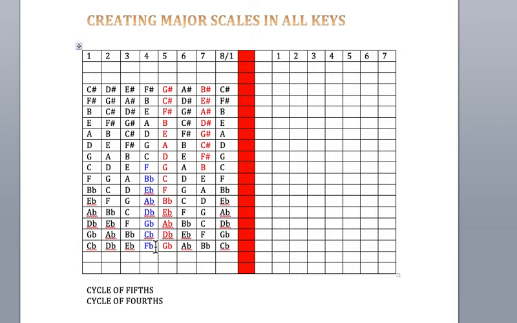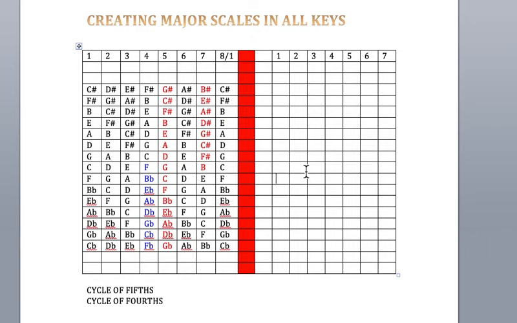Put F flat there. Now these are all our keys, which is 1, 2, 3, 4, 5, 6, 7, 8, 9, 10, 11, 12, 13, 14, 15 keys that we are in. Now let's come here. We come to the key of C. It has no sharp at all, or no flat.